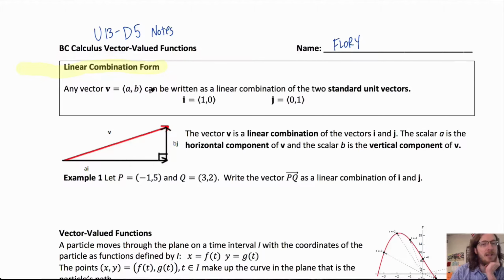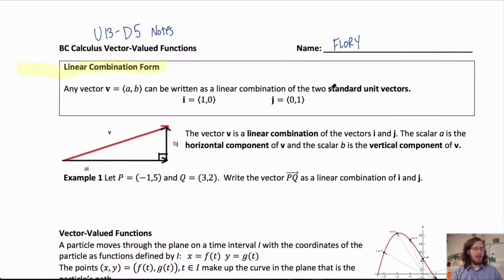It says any vector v with components a and b can be written as a linear combination of the two standard unit vectors. Okay, so we talked about unit vectors being a vector with a length or a magnitude of 1. So there are two special unit vectors. There is the horizontal i unit vector that just goes out from the origin to 1, 0 if it's in standard form, and the vertical unit vector j, which is the 0, 1 component vector.